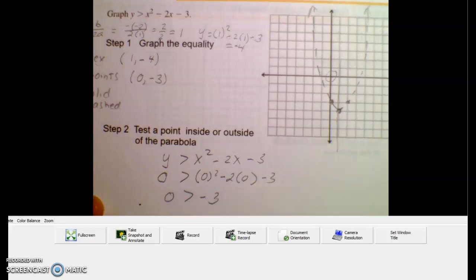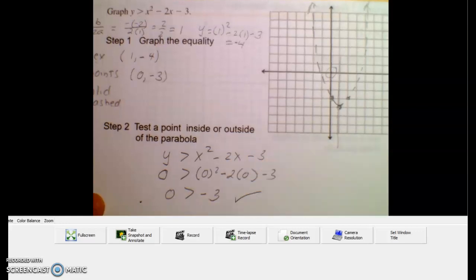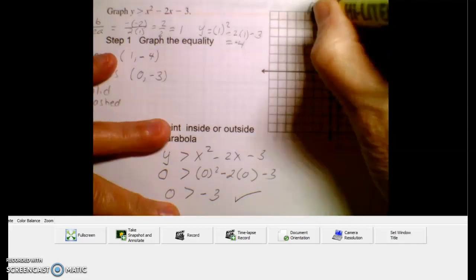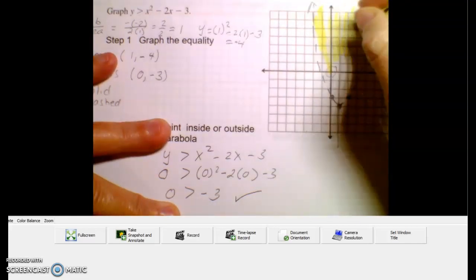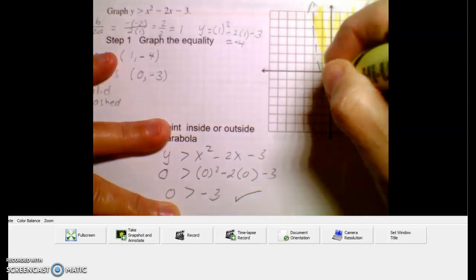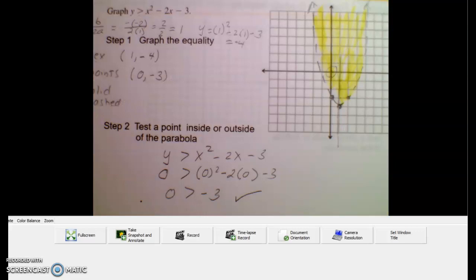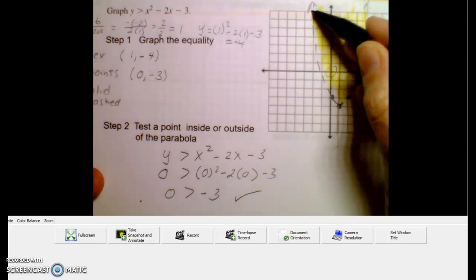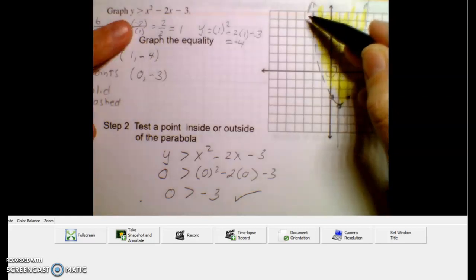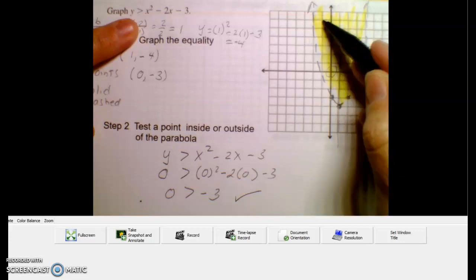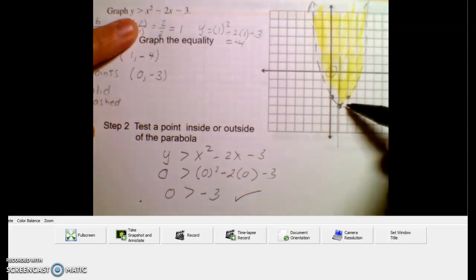And you have to ask yourself, is that true? Is 0 greater than negative 3? It is. Therefore, that test point tells me that that's where my solution is. So I'm going to grab a highlighter, and I'm going to come in and fill that in. Now my solution is everything that's inside the parabola, but it doesn't include the actual lines of the parabola going around because it's not equal to. So it's everything just inside of it, but if I picked a point that was exactly on this, that vertex would not solve this thing.